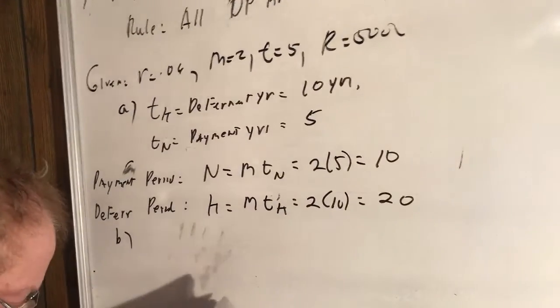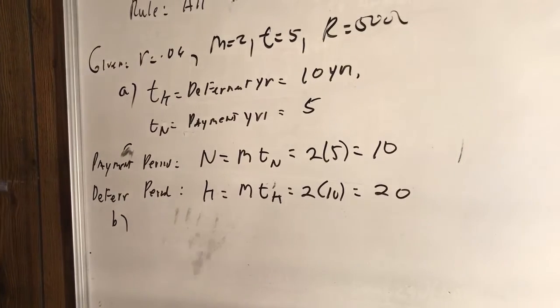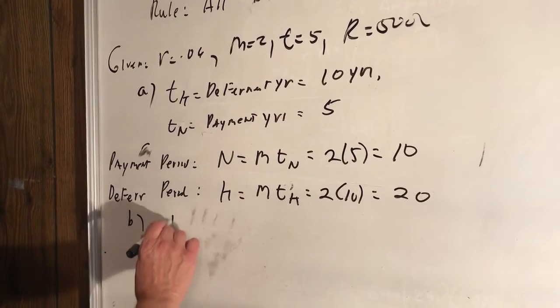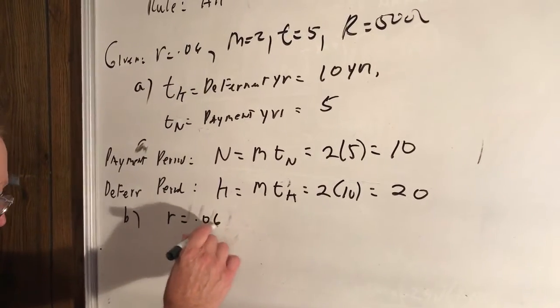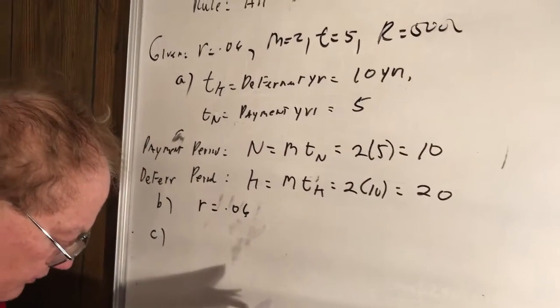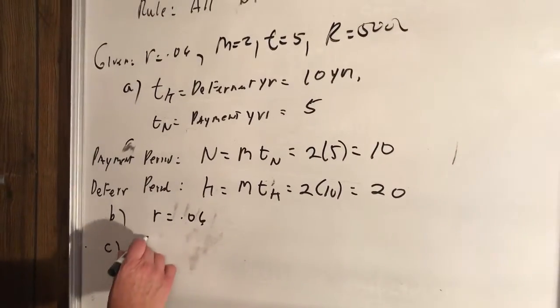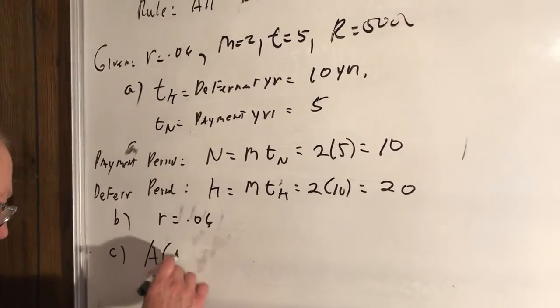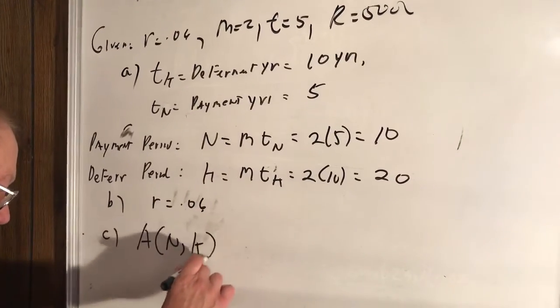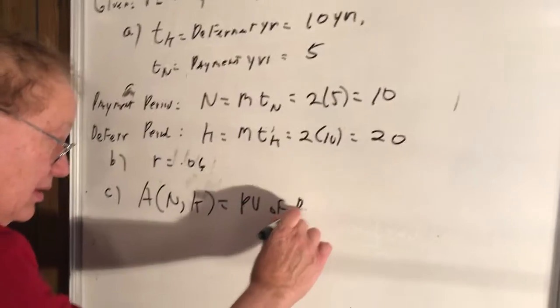B. Find the interest rate per period. We know that. That interest rate is R equals 0.06. And C. Find the present value of this annuity. So you want to find A of n. But really it's called A n of k. Because now this is the present value of a deferred annuity.